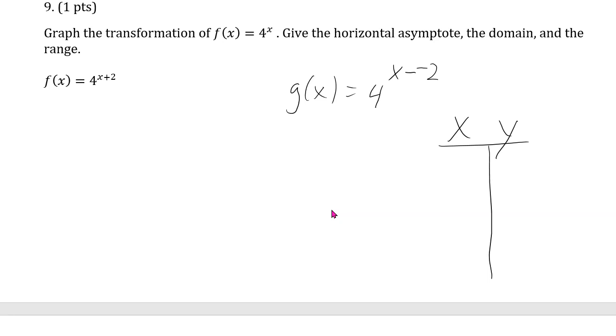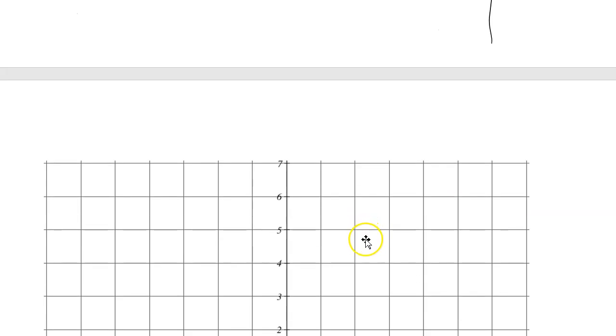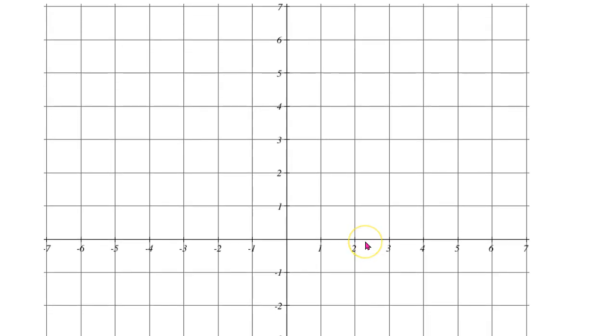So what is it going to look like? Well, it's the graph of 4 to the x. It's just been shifted left 2. Let's draw the graph of 4 to the x again, which hopefully you remember what it looks like. If not, you can scroll back up to check it out. It looks like this. Now we're going to take this graph and we're going to shift it to the left 2.